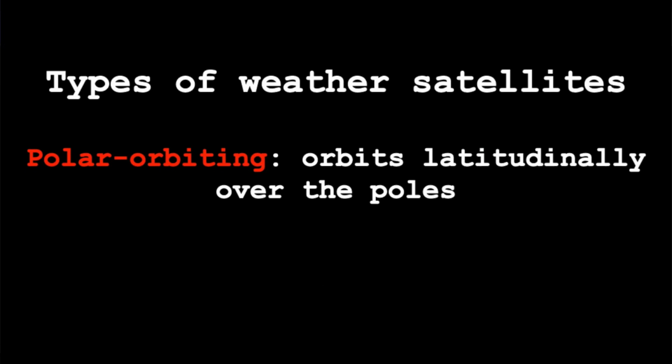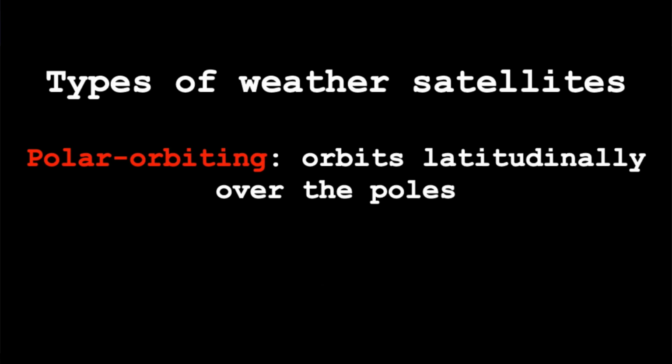Now, there are two main types of weather satellites, the first of which is called polar orbiting. As its name suggests, a polar orbiting satellite orbits latitudinally over the poles. They're situated about 500 miles or so above Earth's surface, and they orbit the Earth about 14 times per day. Polar orbiting satellites are very good at giving us highly detailed imagery of the poles, but not so much the rest of the globe.